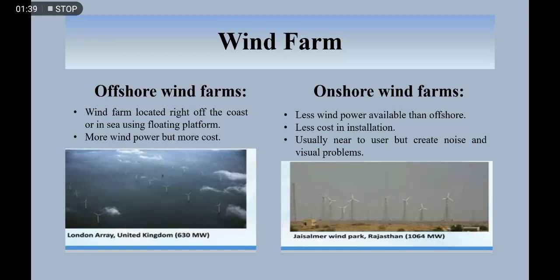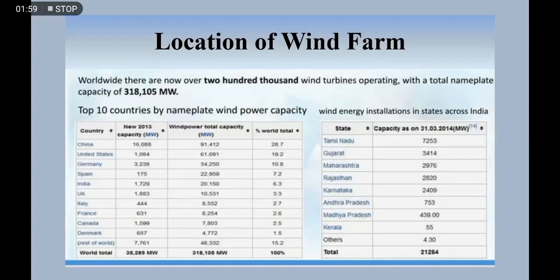For example, in the United Kingdom, in the London area, a wind farm can be implemented that produces 630 million watts of electricity. An onshore wind farm has less wind power available than offshore and less installation cost, and is usually near users, but creates noise and visual problems. For example, in Rajasthan, the Jaisalmer wind park can be implemented. Here are some locations of wind farms.